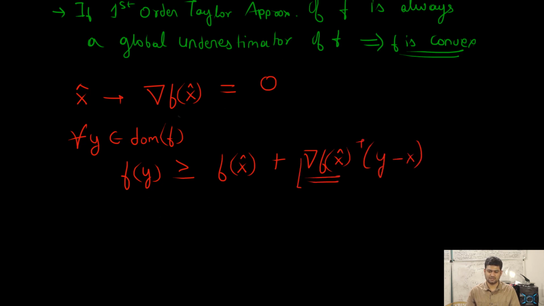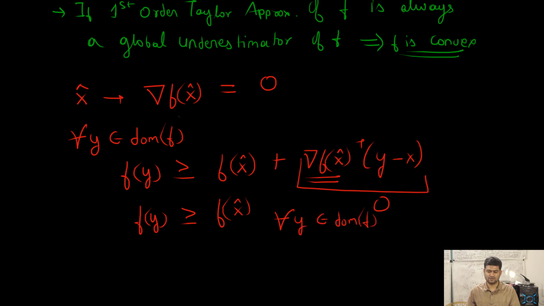So if this is 0, then this entire term is 0. So this directly implies that f of y is greater than or equal to f of x hat for all y in the domain of the function. So what it means is that at any point at which the gradient of the function f is 0, that point is a global minimum of that function, because for any other y that you can select in the domain of the function, the value of the function will always be greater than or equal to the value of the function at the point x hat.